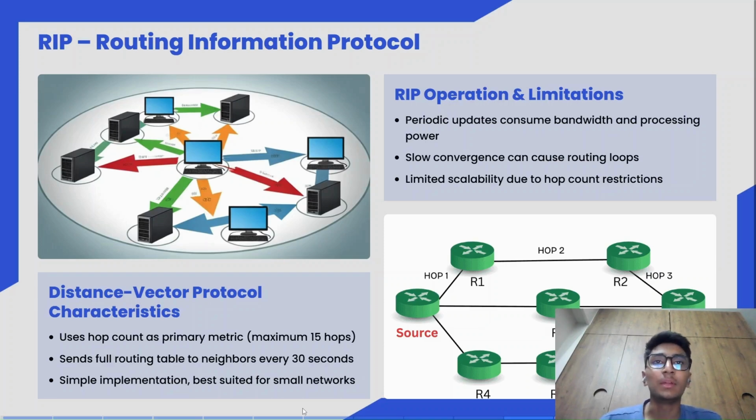So there are some limitations of the Routing Information Protocol. It has limited scalability because its maximum path is restricted to only 15 hops. Paths with more than 15 hops are considered unreachable. Furthermore, its periodic updates consume bandwidth and its slow convergence can cause issues like routing loops.